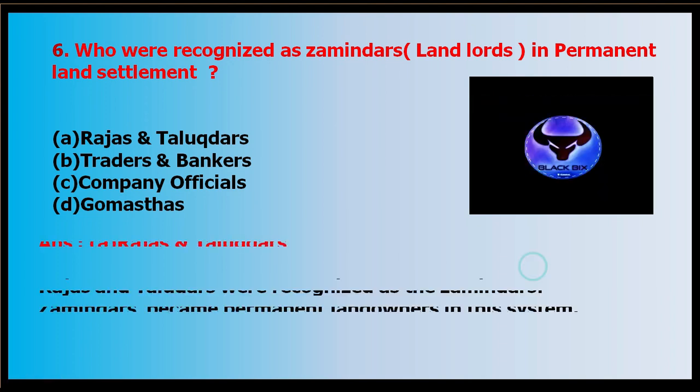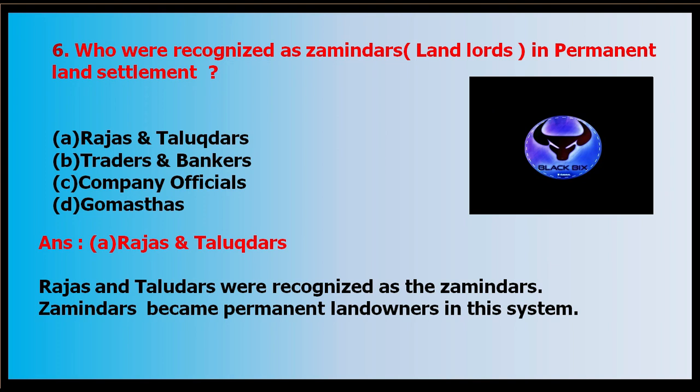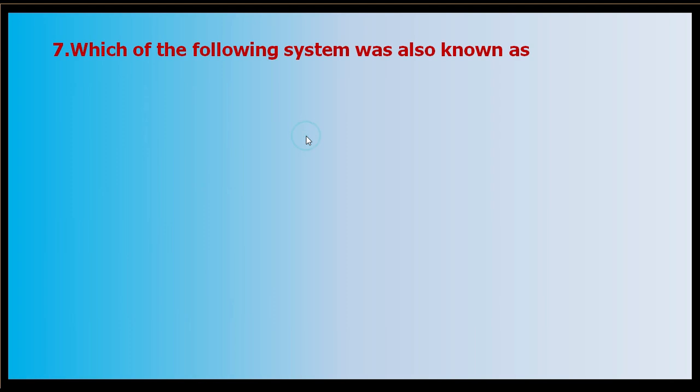So the correct answer is Rajas and Talukdars. Rajas and Talukdars were recognized as zamindars. Zamindars became the permanent landowners in this system. Number 7 is, you can see, which of the following systems was also known as the Munro system.